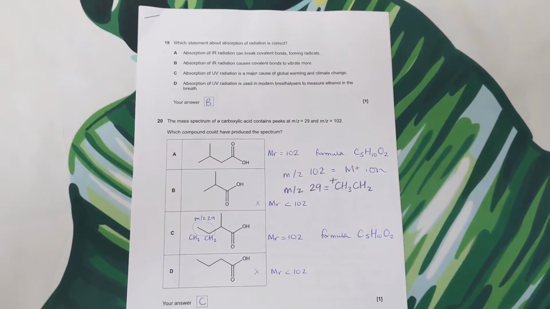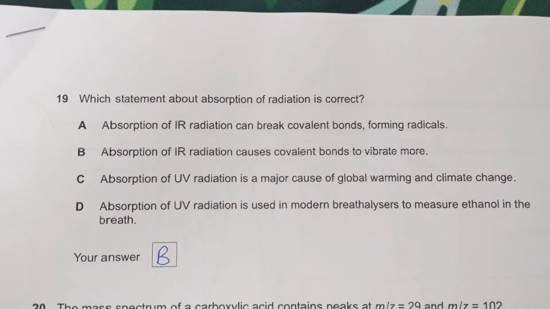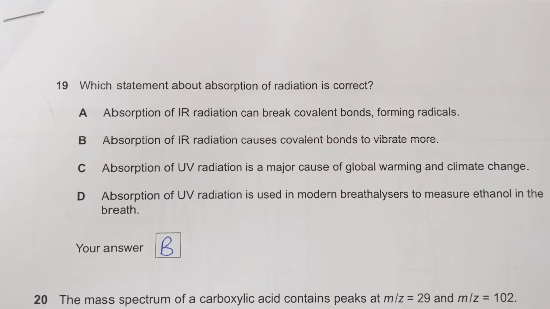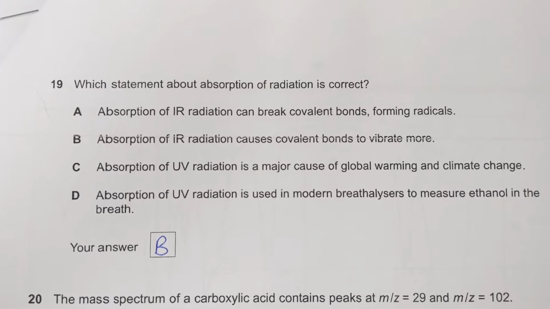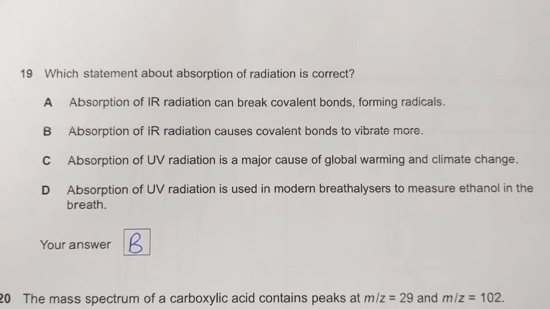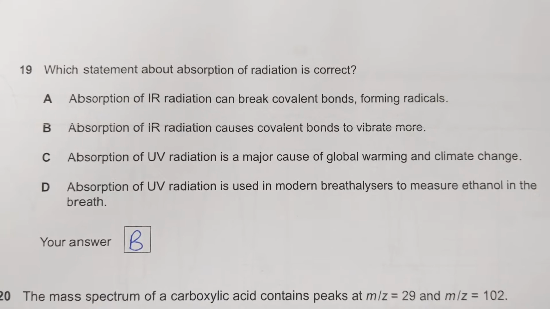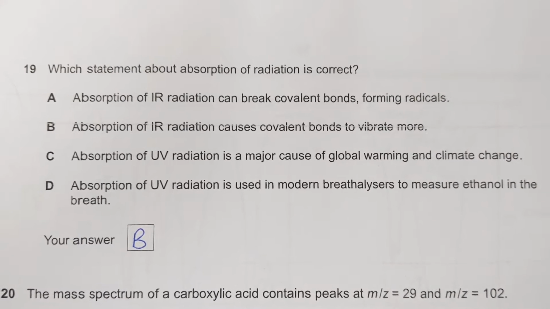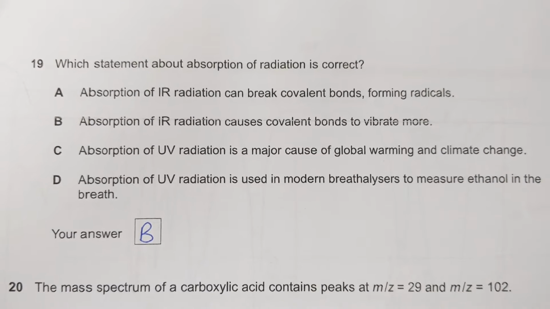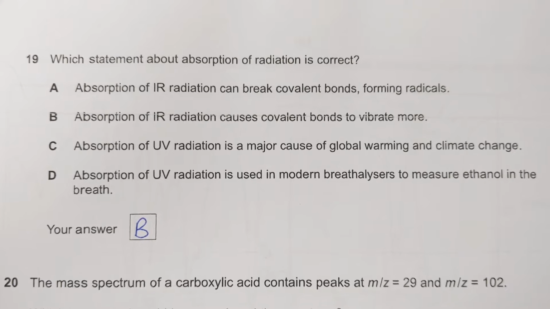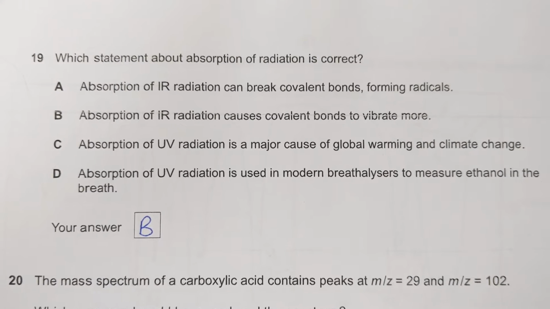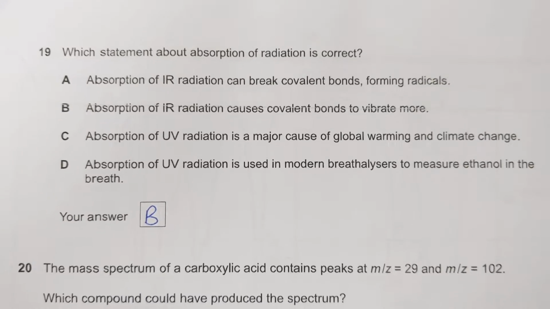This first question: which statement about absorption of radiation is correct? We've got four statements. The first one says absorption of infrared radiation can break covalent bonds forming radicals. That is not true. That's only true for ultraviolet radiation. Then B, absorption of infrared radiation causes covalent bonds to vibrate more. That is true. So the answer is B.